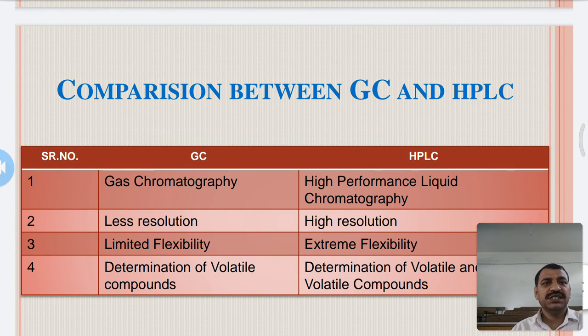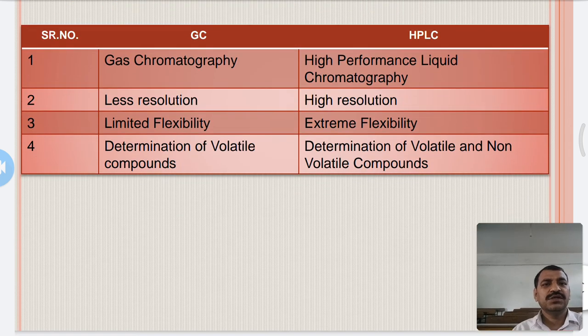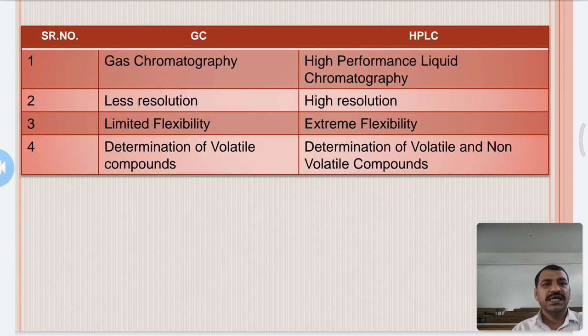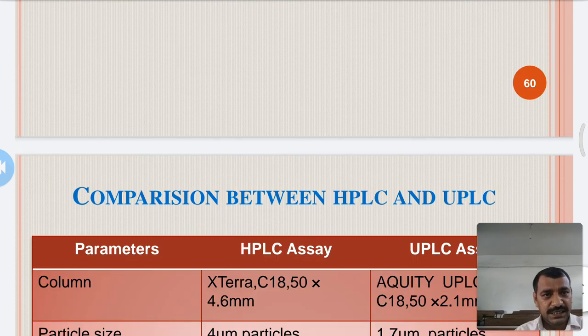Next is the comparison between GC and HPLC. GC has lower resolution and HPLC has higher resolution. GC has limited flexibility and HPLC has extreme flexibility. GC determines volatile compounds, and HPLC determines both types of compounds, volatile as well as non-volatile. So this is the comparative study of GC and HPLC.